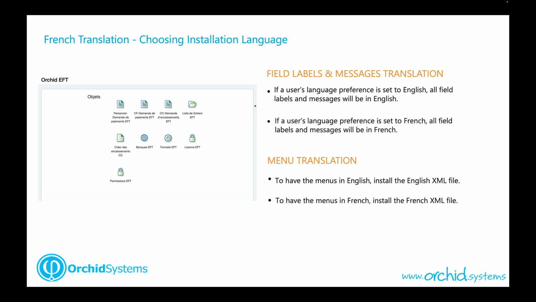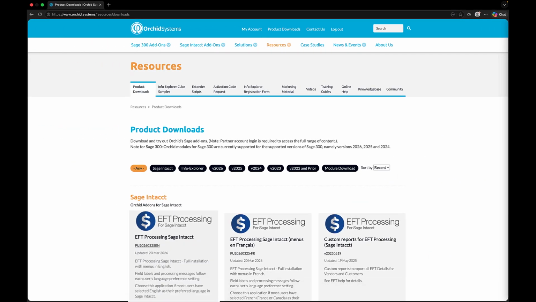If most of your users are the French language and you want the menus in French, then you can install the French XML file. All users will have the French menu, but the users with English language will still have the menu in French. So this is what it looks like on the Orchid website.